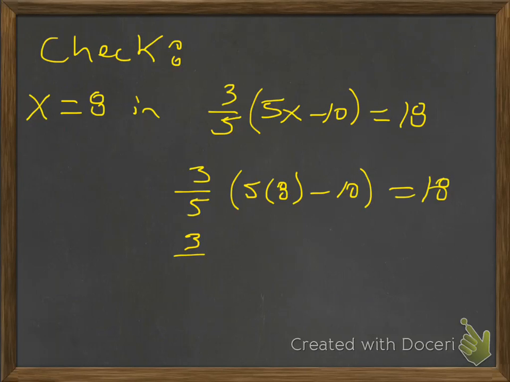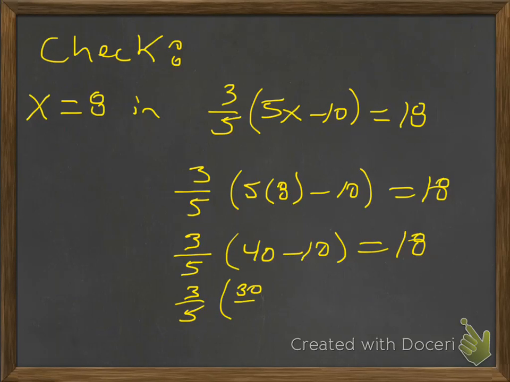Okay, so inside the parentheses, 5 times 8 is 40, minus 10. Combine the 40 and the minus 10 to make 30. And we will be smart and write it as 30 over 1 to help us with multiplying by the fractions. Okay, 5 goes into 30 6 times.